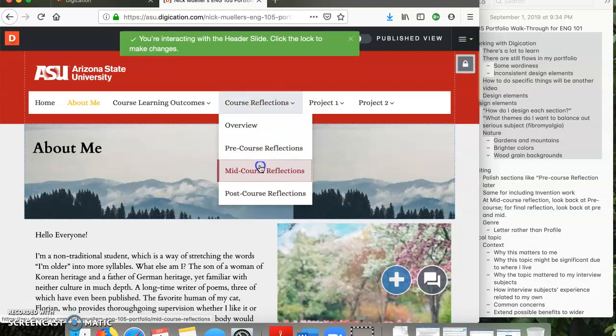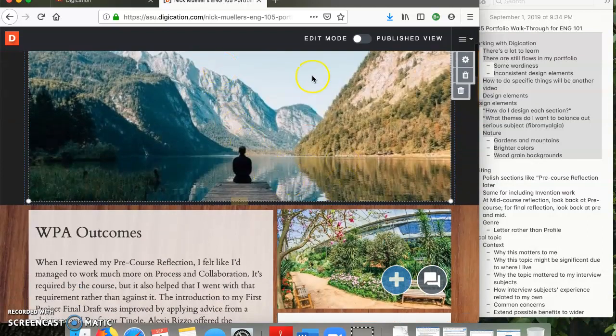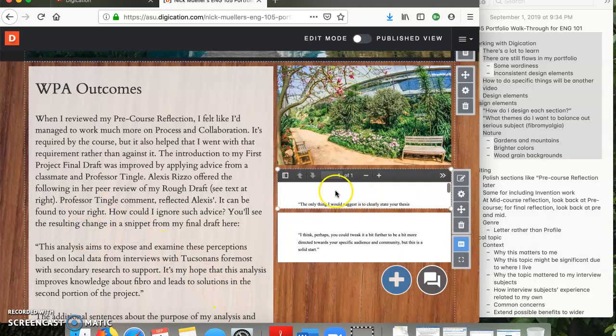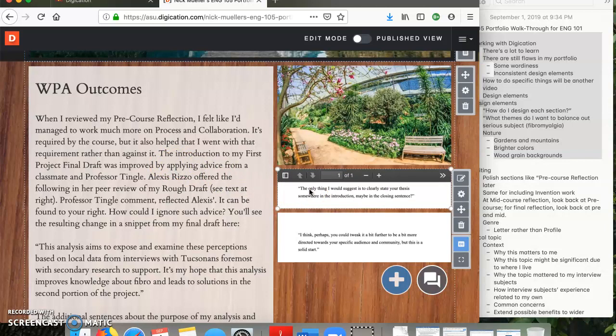So, see imperfections. I'm going to go over to the mid-course again, a pretty mountain image, garden, wood grain, and these things over here. These are examples of specific peer feedback I received during the revision process. Initially, I looked at these in portfolios that I went through, trying to figure out how to design mine visually, and they look super awkward.